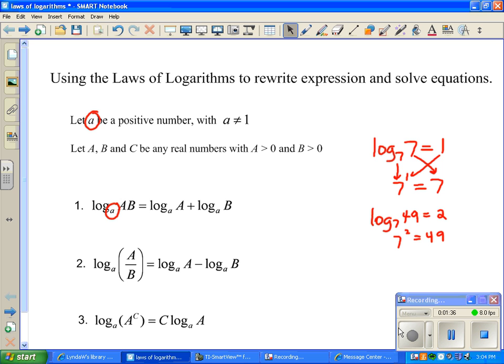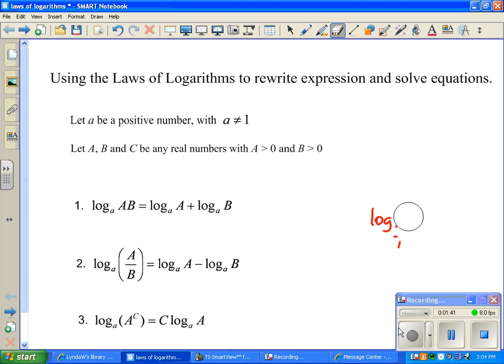Okay, so getting back to the laws of logarithms. In the first one, it shows us that log base A of the product AB equals the sum of log base A of A plus log base A of B. Notice that little a is a different number from big A, just because one is lowercase and the other one's uppercase. Okay, what I like to do is give an example of, let's say we've got log base 2 of 8 and log base 2 of 4.